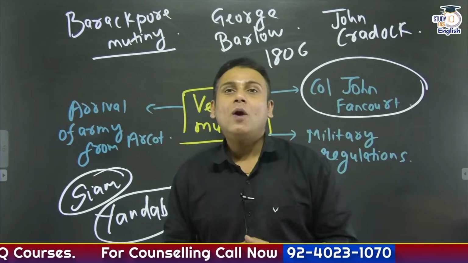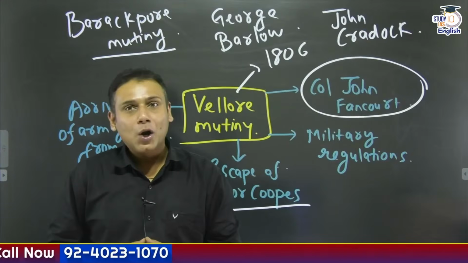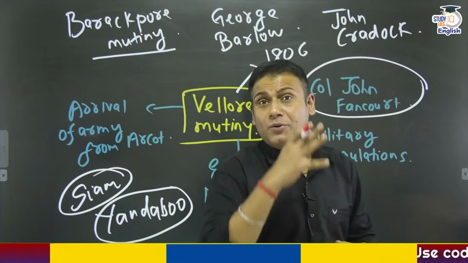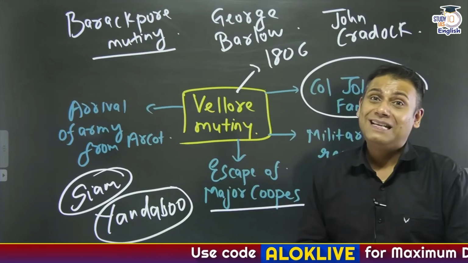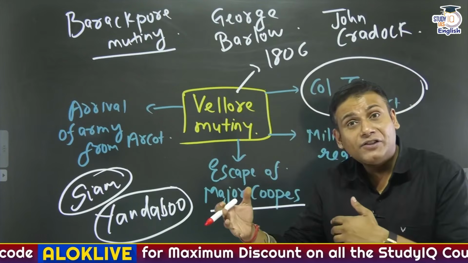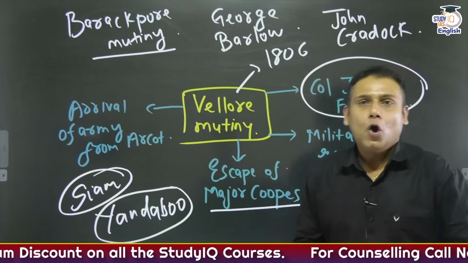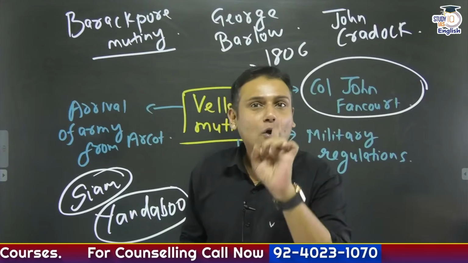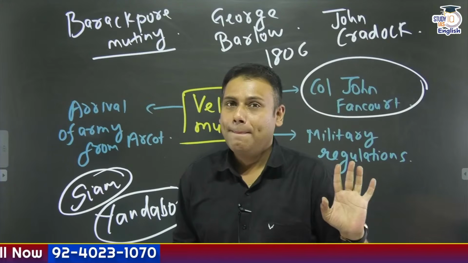So my friends, the Vellore Mutiny of 1806, which took place during the time of Sir George Barlow, and the Barakpur Mutiny of 1824, which took place during the time of Lord Amherst, are the precursors to the revolt of 1857. So the battleground for the revolt of 1857 was also prepared now. Hope in this short video, you understood about the Vellore Mutiny and the Barakpur Mutiny.